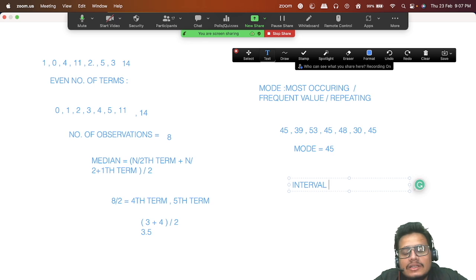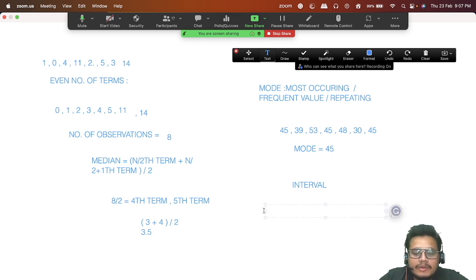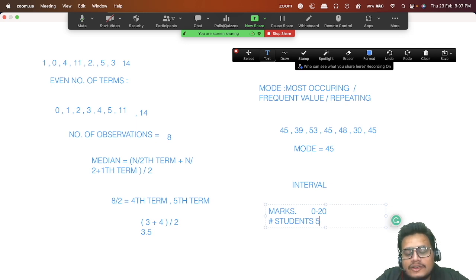Suppose you are given the data in the format of intervals. एग्जाम्पल मैं आपको बोलता हूँ, मेरे पास मार्क्स का इंटरवल है और नंबर ऑफ स्टूडेंट्स का. I am saying 0 to 20 marks, 5 students obtained 0 to 20 marks. ठीक है. Then 20 students obtained 20 to 40 marks, and 35 students obtained 40 to 60 marks.